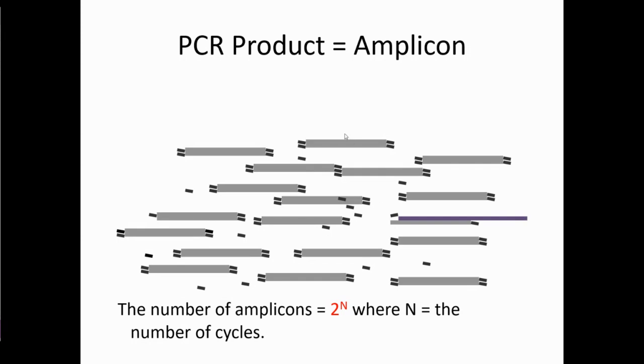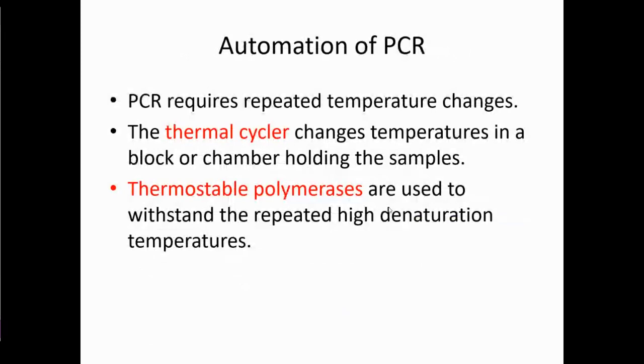Okay, so now again, the number of amplicon is 2 to the power of n, all right? N is the number of cycles. So that's the number of the PCR product. And the PCR reaction, as you can see, we have to repeat those 3 steps for 20 to 30 times. Each time we call 1 cycle, so we need to repeat the temperature change.